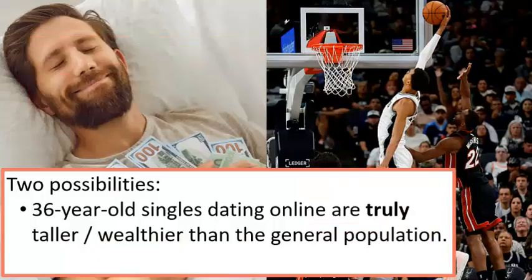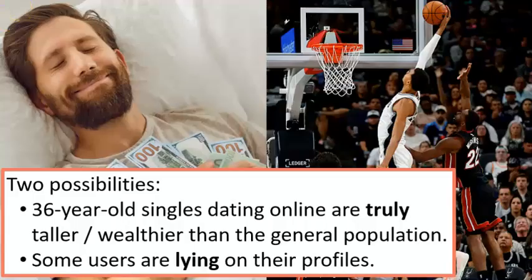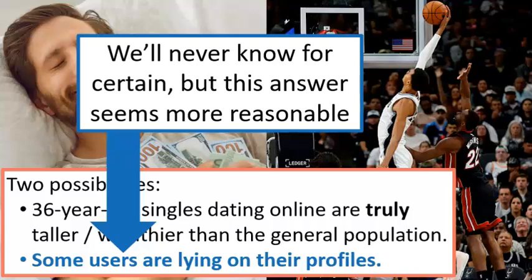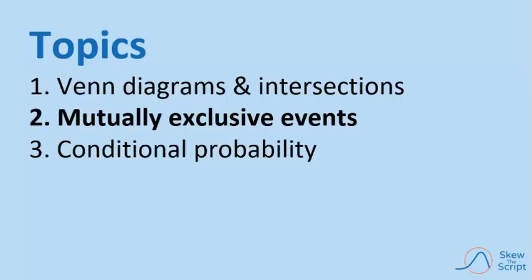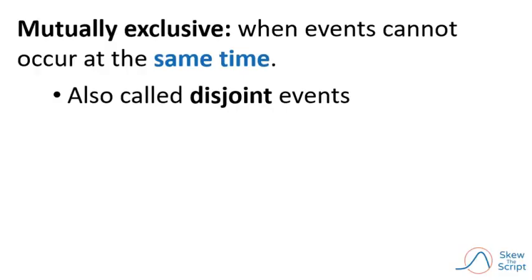So this suggests two possibilities. Either 36-year-olds dating online are truly taller and wealthier than the general population, or some users are just lying on their profiles. We'll never know for sure, but if I had to make a bet, I'd say it's probably the second option. It's just hard to believe that 36-year-olds in the dating world online are truly that much taller and wealthier than in the general population. So let's continue onwards by looking at our next topic, mutually exclusive events.